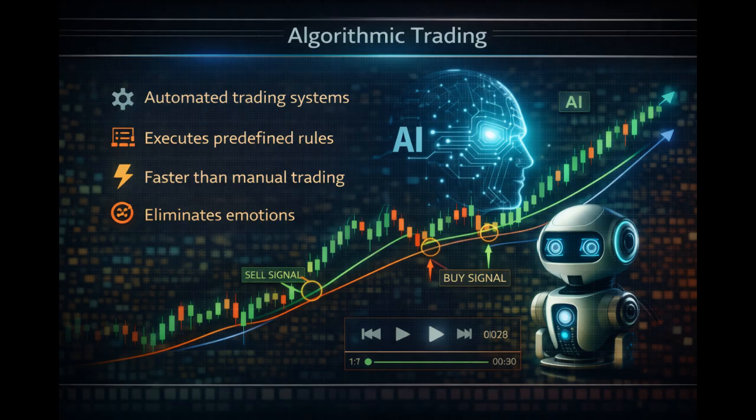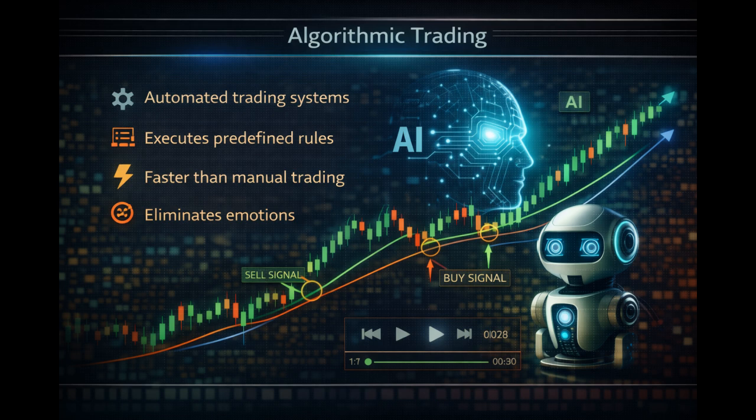Market data feed. The market data feed provides real-time price information from exchanges. This data includes information such as bid prices, ask prices, trading volume, and price history. For example, an algorithmic trading system may receive Bitcoin price updates every second from an exchange such as Binance.